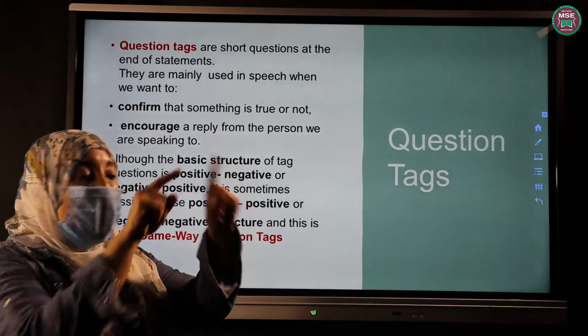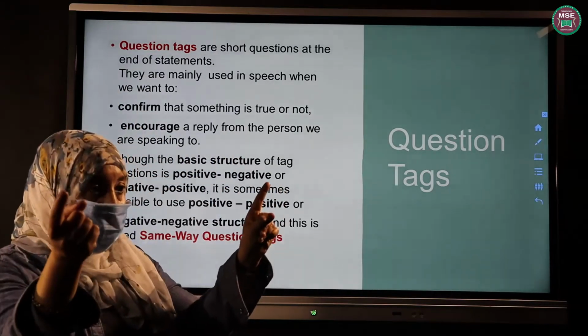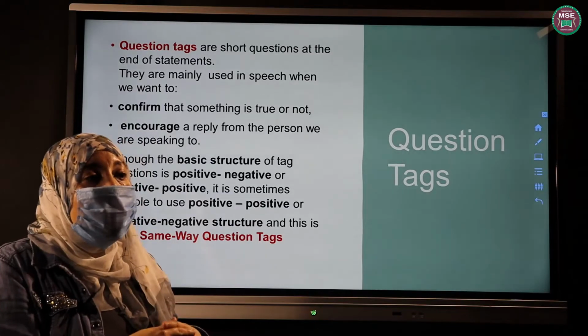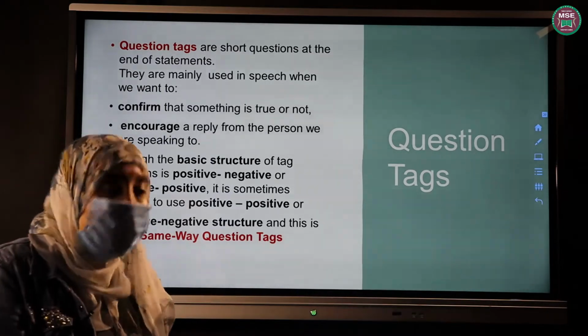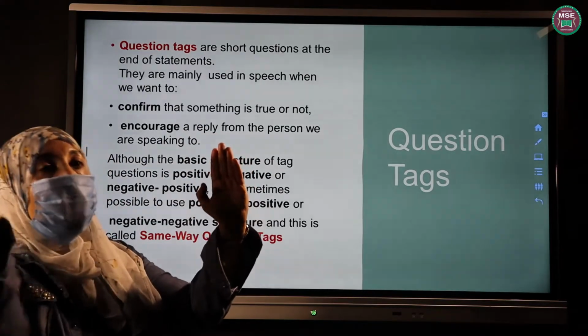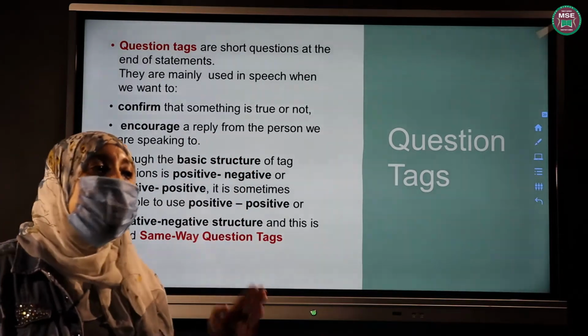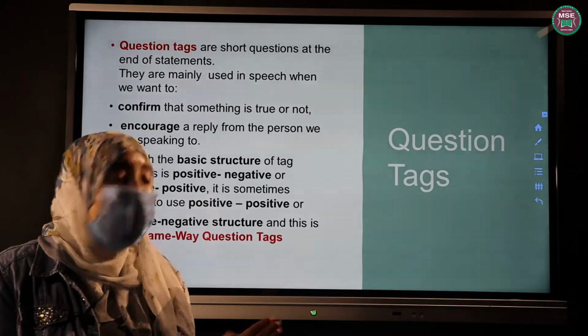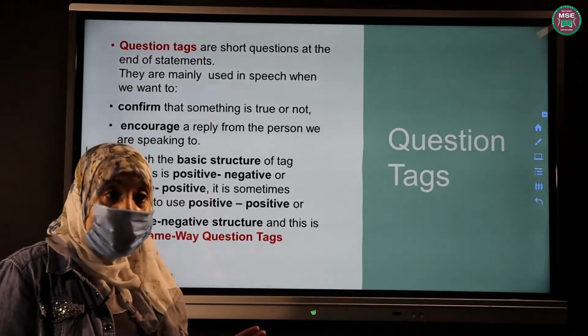So the pattern of the question tag is positive, negative. This is the structure. Or negative, positive. Like when I say, he isn't rich. The first part is negative, so the second part of the tag will be the positive form. He isn't rich, is he?